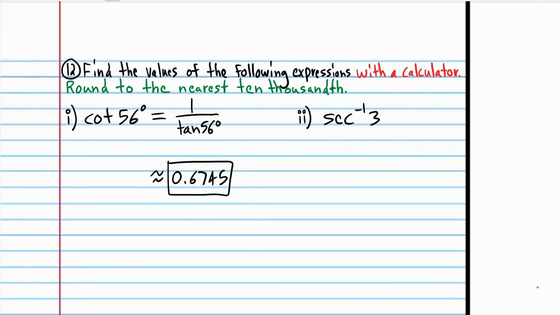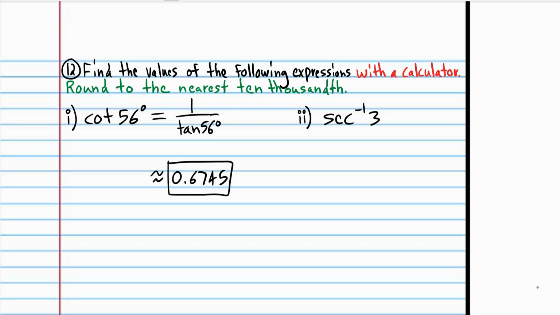If you got that one right, good. Try part 2. 3 is not a recognizable ratio, so we have to use the calculators, but our calculators don't have a secant inverse button. So see if you can do that problem. If you forgot how to, that's okay, but attempt that, and when you come back, we'll do it together.